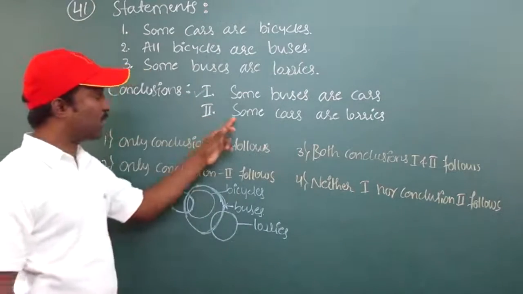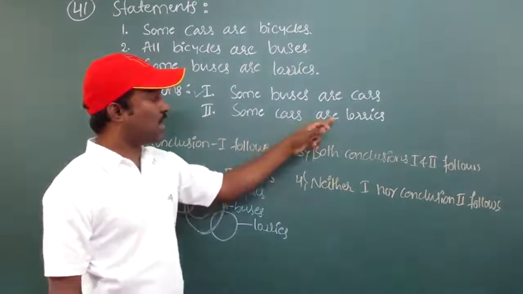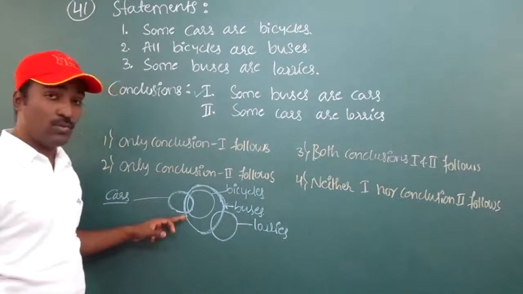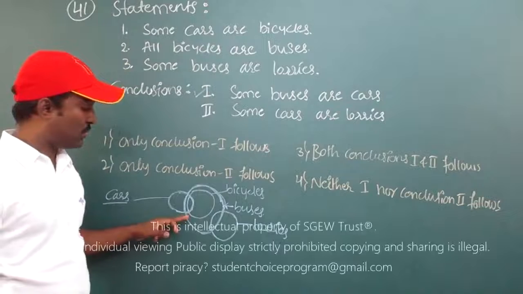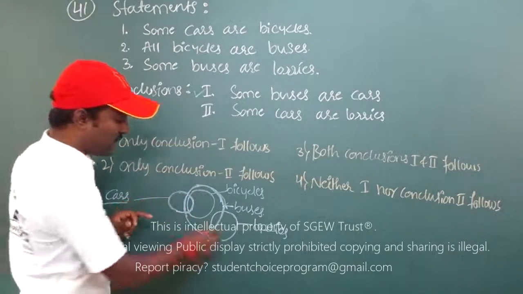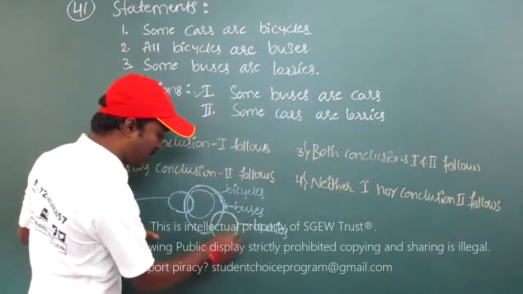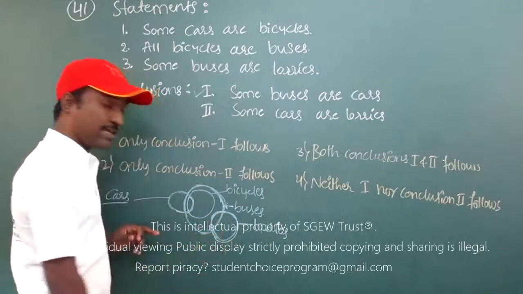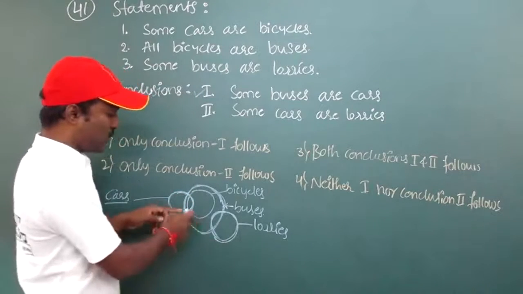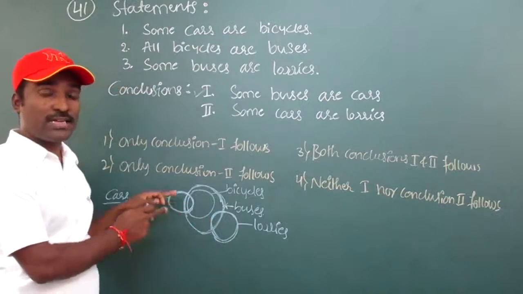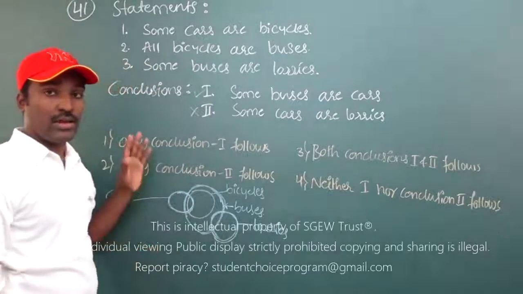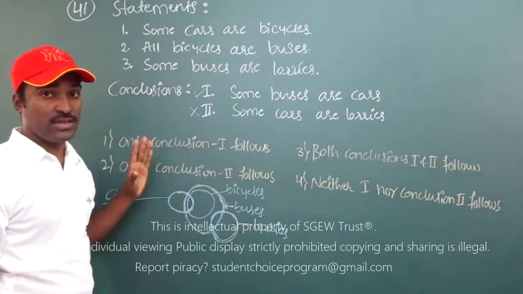Now moving to the second conclusion, that is some cars are lorries. Do you find it in the drawn Venn diagram? No, some cars are not lorries. The circle which is representing lorries is far away from the circle which is representing cars. There is no relationship between both the circles. That means conclusion 2 is wrong. Conclusion 1 is the one which is true.